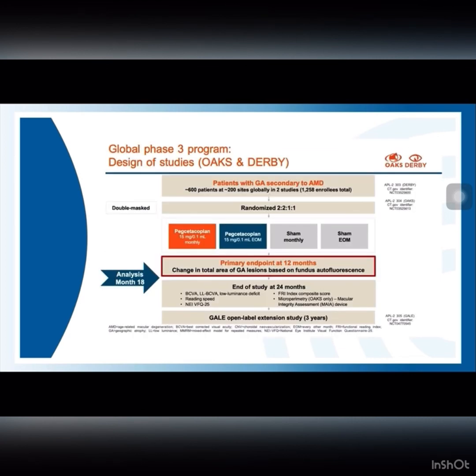In the DERBY and OAKS studies, patients with GA were treated with either monthly pegcetacoplan or every other month with 15 milligrams. This was compared to sham monthly or every other month. The primary endpoint was at month 12, which was change in total area of GA lesions based on fundus autofluorescence. The study end is at 24 months, and patients from this study are being rolled over into the extension GALE study.